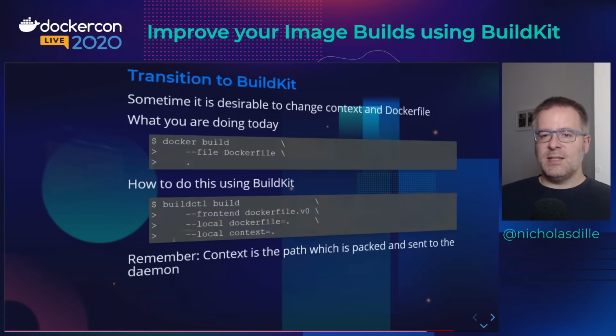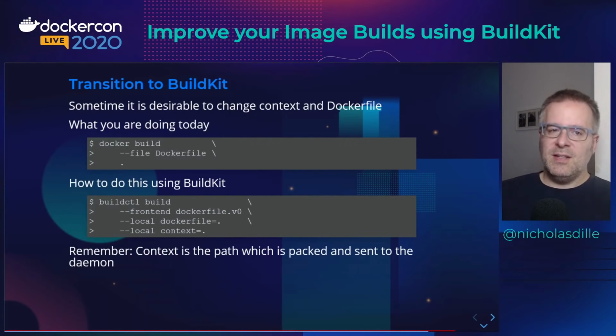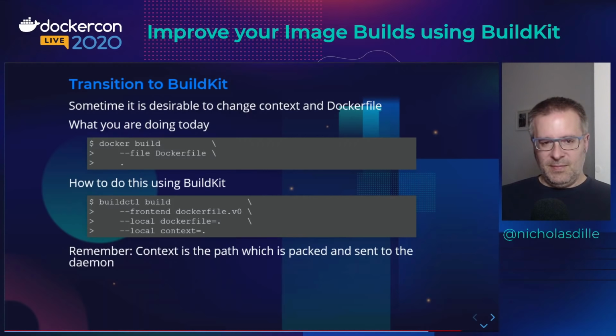Okay, so I've added a few slides at the end to show you how to transition from the traditional Docker build commands over to BuildKit, if that's the way you want to go. One thing that we've already seen is that for a Docker build, we usually specify the file parameter, and we have to specify the context directory. And in BuildKit, you always need to specify 3 parameters to do a Docker image build: the frontend, the Dockerfile, and the context.